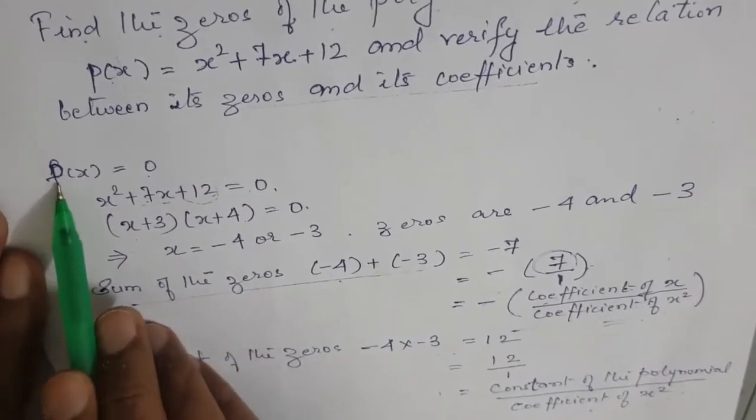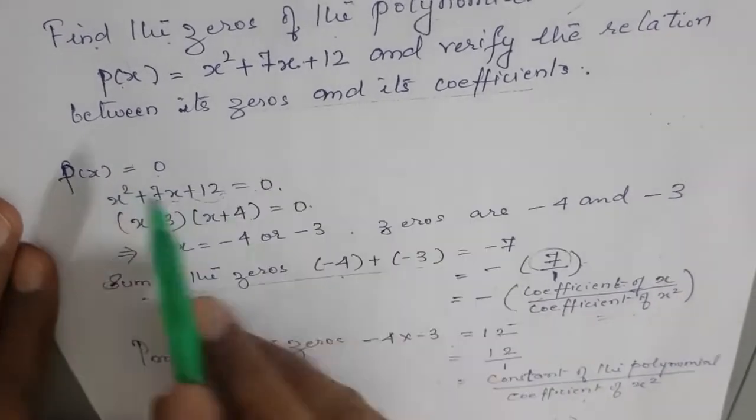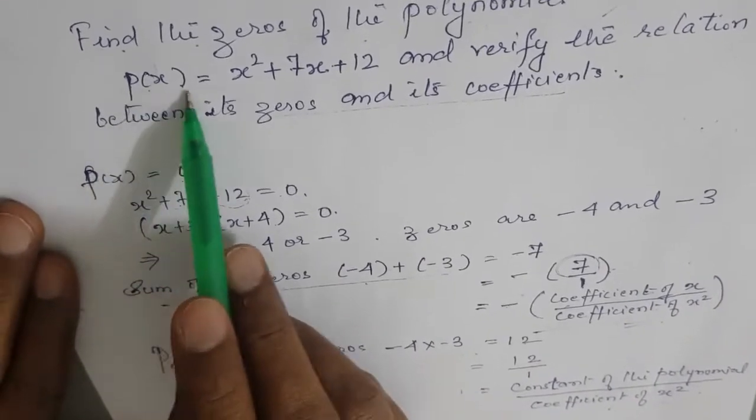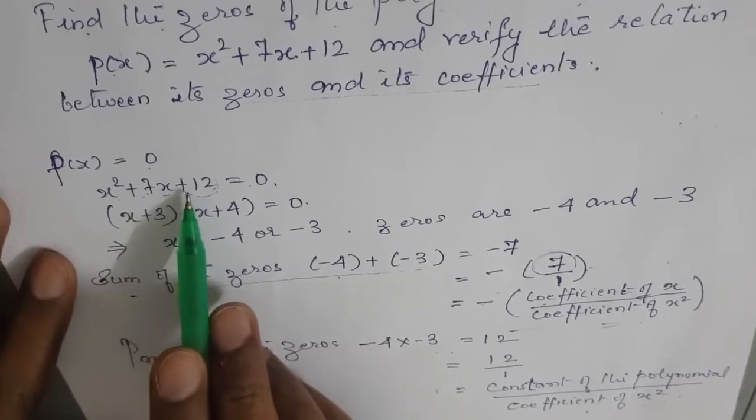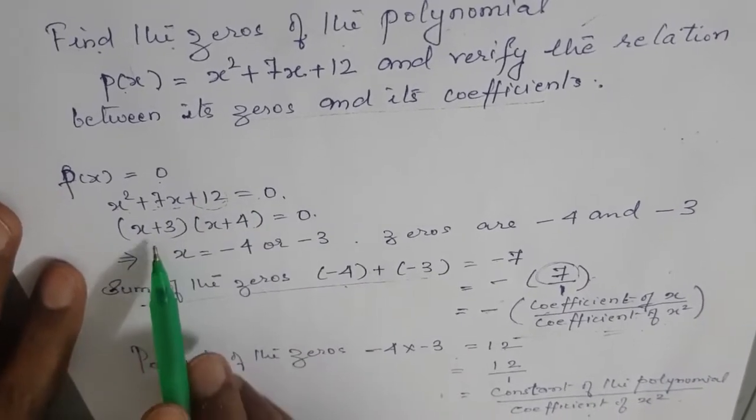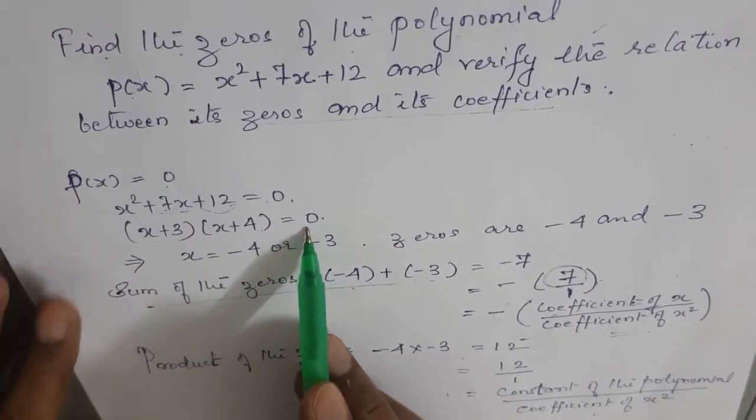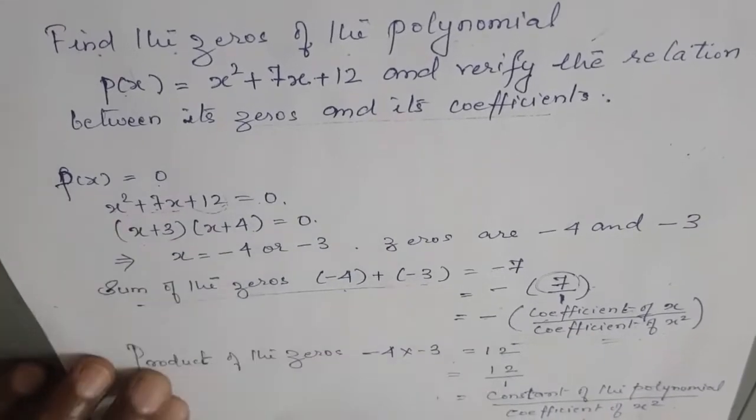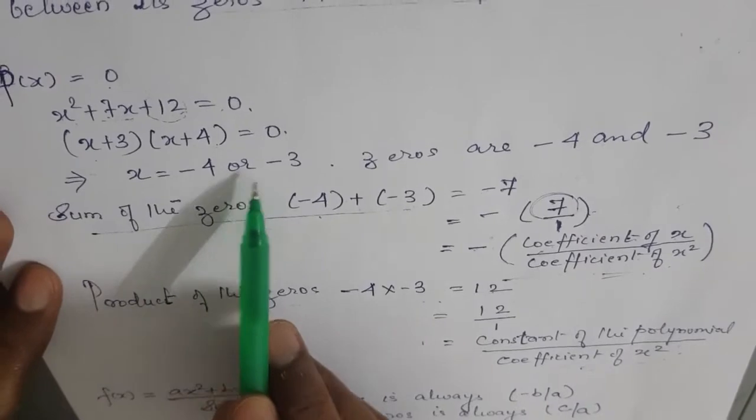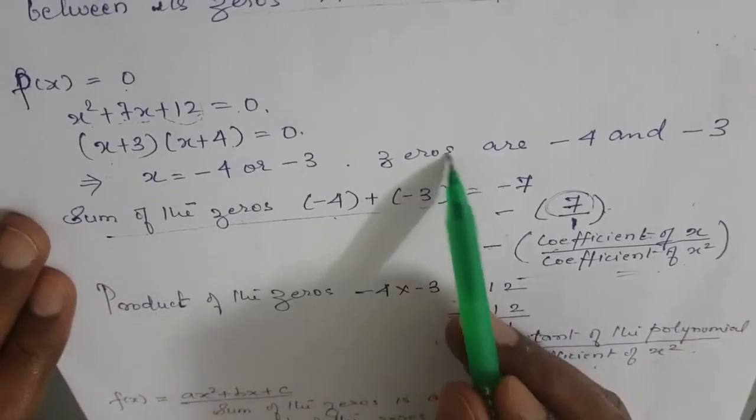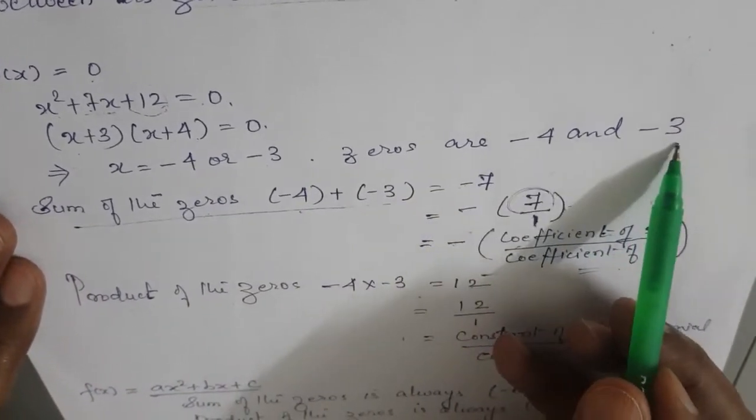So p(x) is equal to 0. To find the zero, of course you need to equate p(x) to 0. So p(x) is equal to 0, x square plus 7x plus 12 is equal to 0. So (x plus 3) into (x plus 4) is equal to 0 after factorizing it. So from here you find that the value of x is minus 4 or minus 3. Therefore the zeros are minus 4 and minus 3.